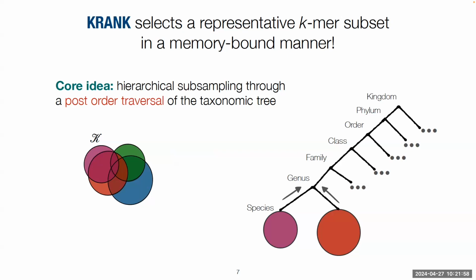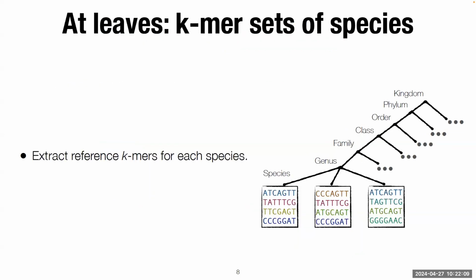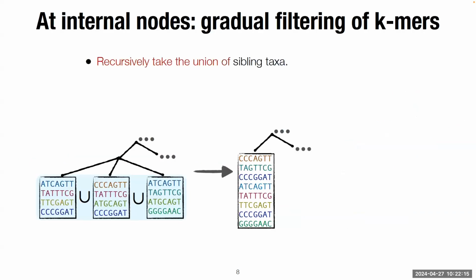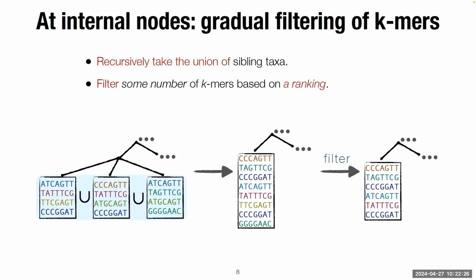We have all our species and a taxonomic tree, and crank performs post-order traversal on this tree to hierarchically select some number of k-mers from each of these groups. So we have k-mer sets for each species, and during the traversal at each internal node, crank combines the k-mer sets of the children of the current node, and after combining, taking the union of k-mer sets, it filters some number of k-mers based on some criteria.